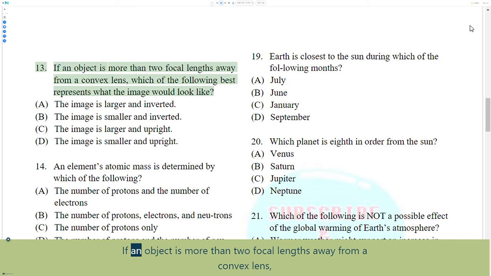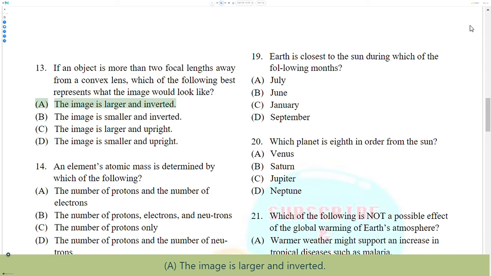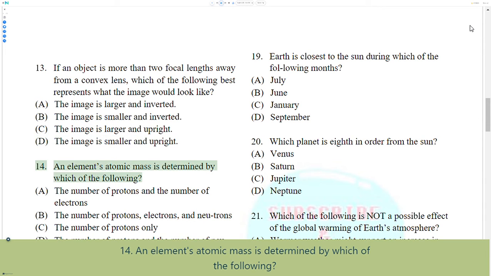13. If an object is more than 2 focal lengths away from a convex lens, which of the following best represents what the image would look like? A. The image is larger and inverted. B. The image is smaller and inverted. C. The image is larger and upright. D. The image is smaller and upright.